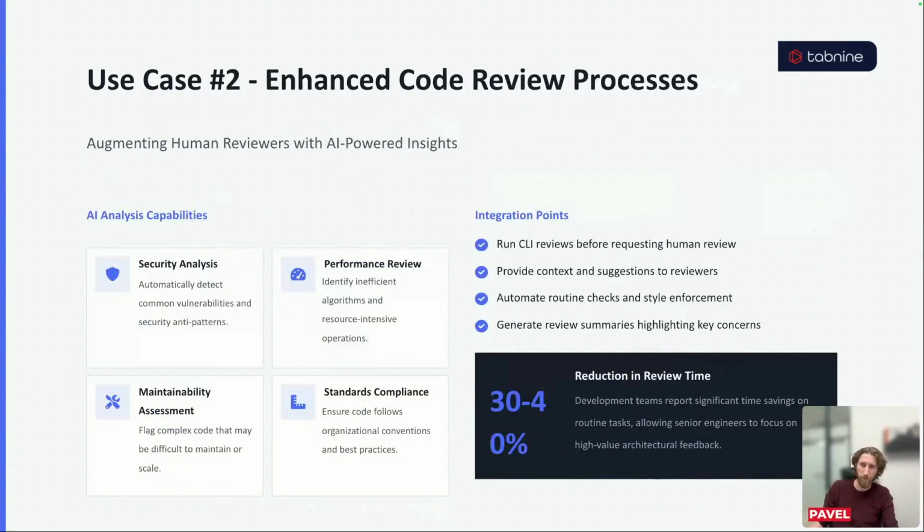Use case number 2: code reviewing. Because the CLI runs in the terminal, we can bind it into the CI/CD of your organization. We already have a few examples of CI/CD workflows in the CLI, but when the CLI runs in the CI/CD, we can, for example, ask it to review the code. The CLI runs a structured analysis on the changes. It should run before even a human eye sees it.